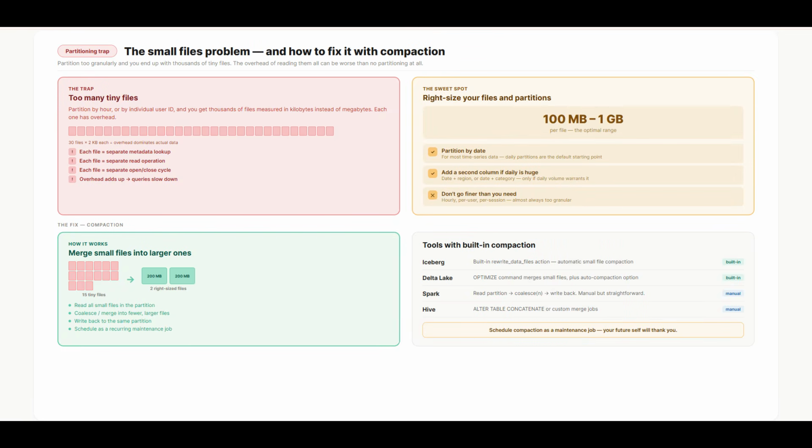And if you do end up with small files, compaction is your friend. Tools like Iceberg and Delta Lake have built-in compaction. They periodically merge small files into larger ones. Spark can do it too. You just read the partition, coalesce the data, and write it back out. Schedule it as a maintenance job. Your future self will thank you.